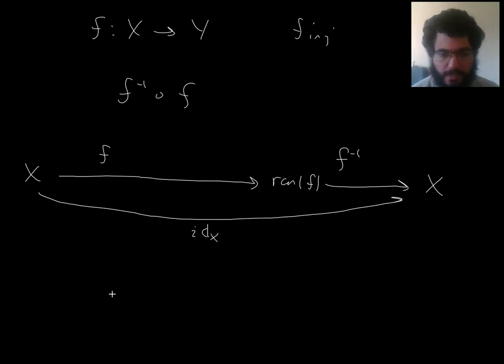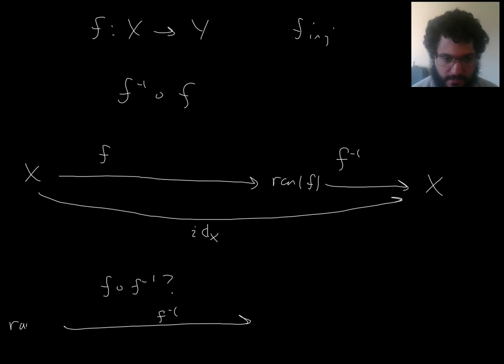What about composing the other way? So what would this be? Well, let's see. So this says do F inverse first. That starts at range F, actually, right? And then it lands you at X. And then F is X to Y. And if you want, you can write range F here, right? You can write down this smaller codomain, the actual range of F.